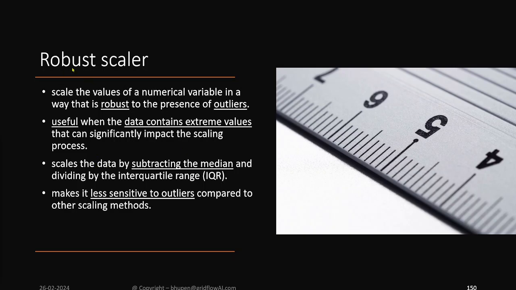Now, the difference is that robust scalar is similar to min-max scalar, but notice what we are doing in the numerator. In the numerator, we are taking the median, not the mean, and the denominator is divided by the IQR, not the max minus the minimum. So that's not what we're doing. We're taking the central part, and that's how it is least sensitive to extreme values.